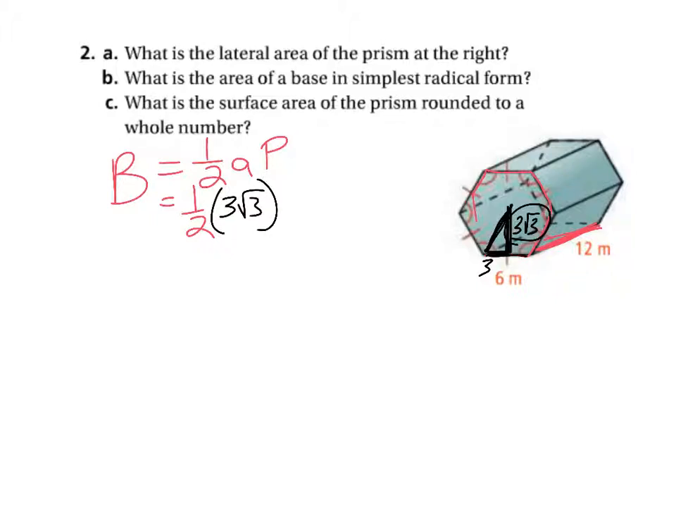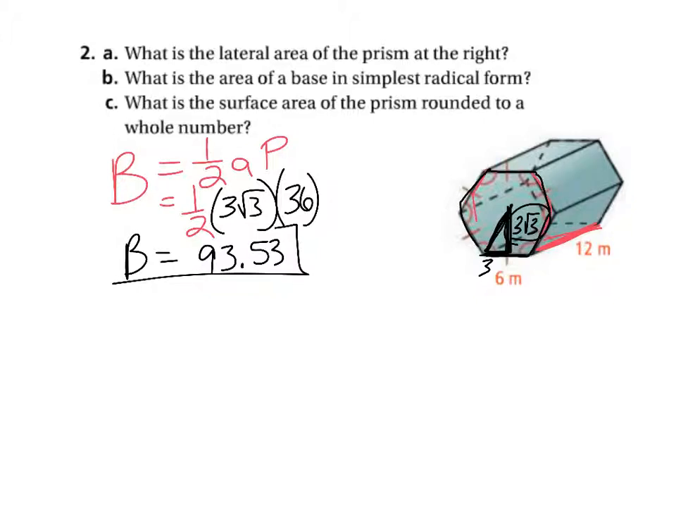The perimeter of the base is the distance all the way around, and they told us that one side is 6. Well, 6 times 6 sides is 36. Let's go ahead and type this in. Let's keep all the decimal places there until the end, I guess. Okay, I typed that all in and I get 93.53. I'm going to call it that. 93.53. That's capital B. That's the area of the base.